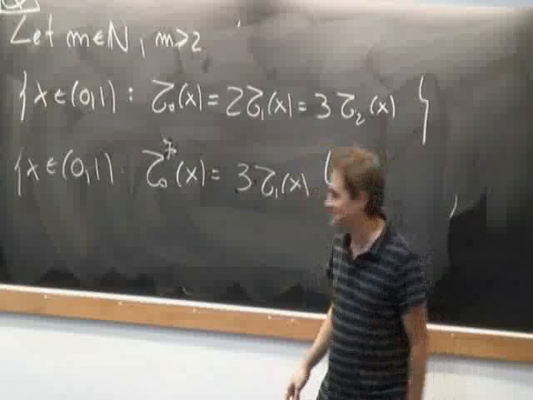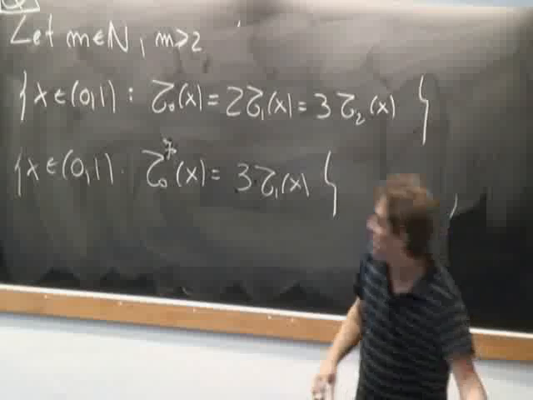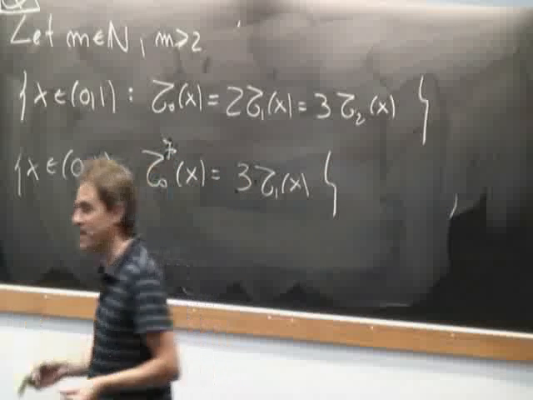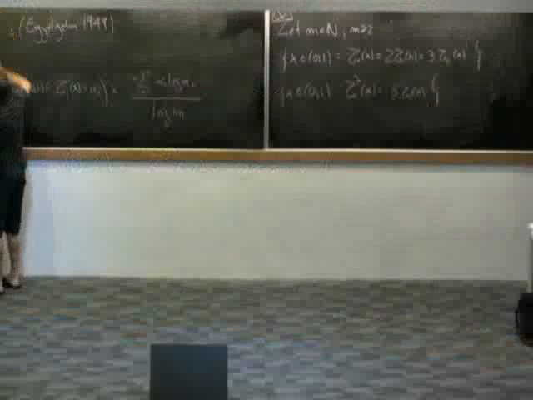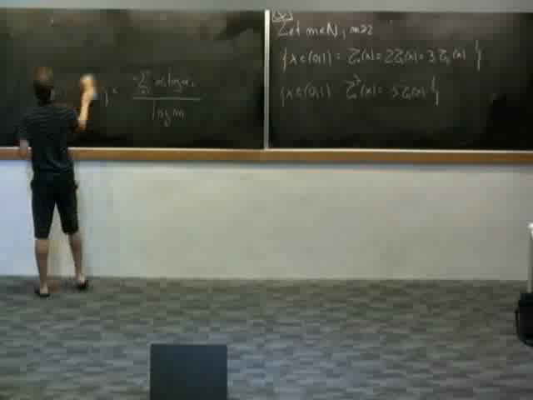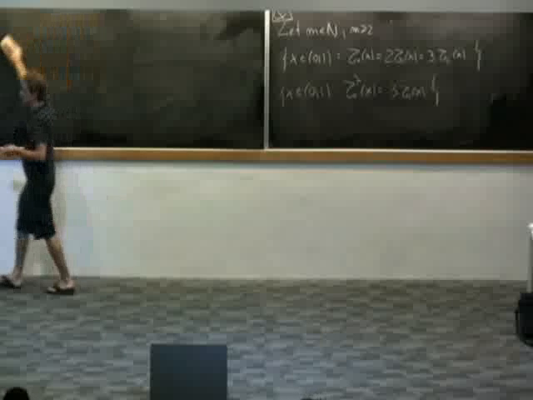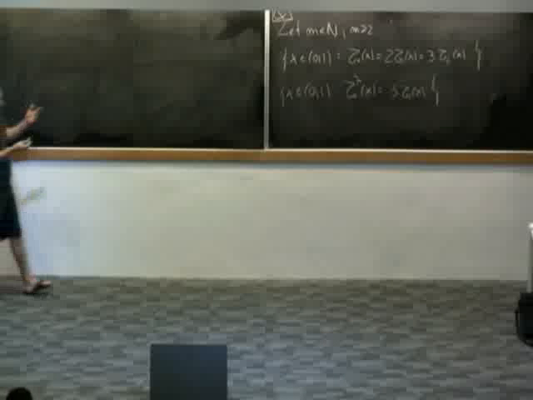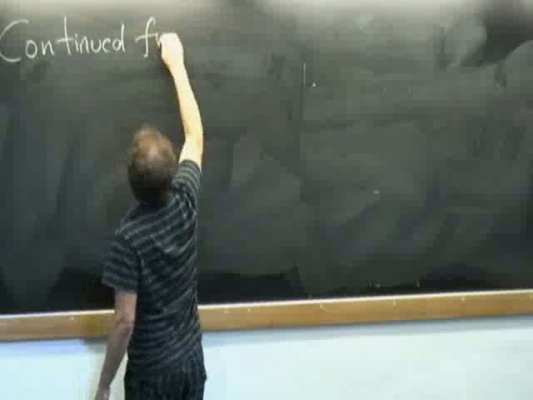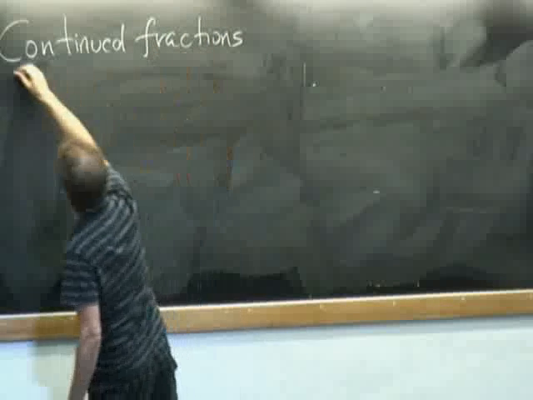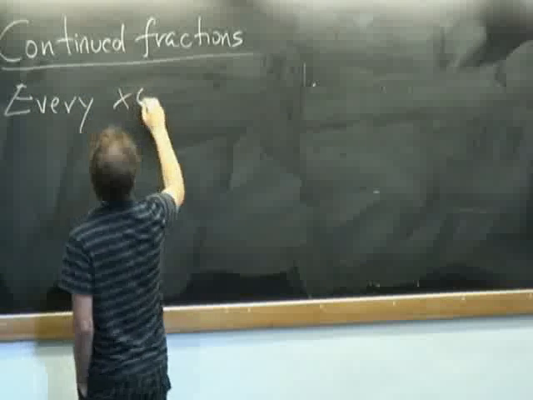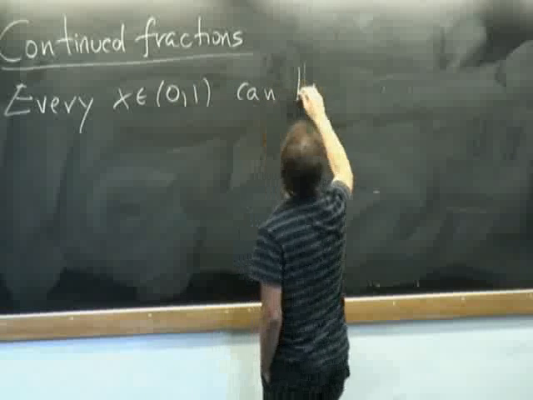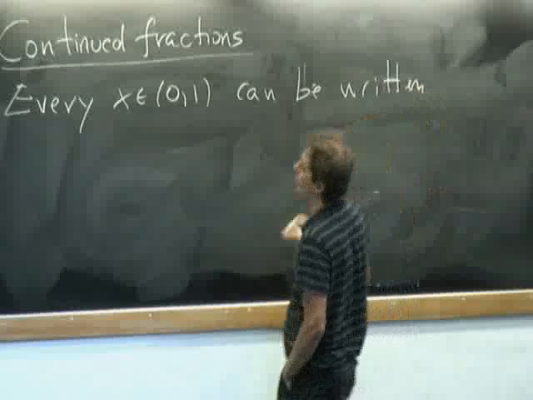Okay. I'm going to change to another map, a map that has been mentioned now a few times, and actually properties of it have been discussed. I'm going to change to the Gauss map and try to prove a couple of things there in the same spirit of this type of results. So continued fractions. So every number in 0, 1 can be written in the following way.